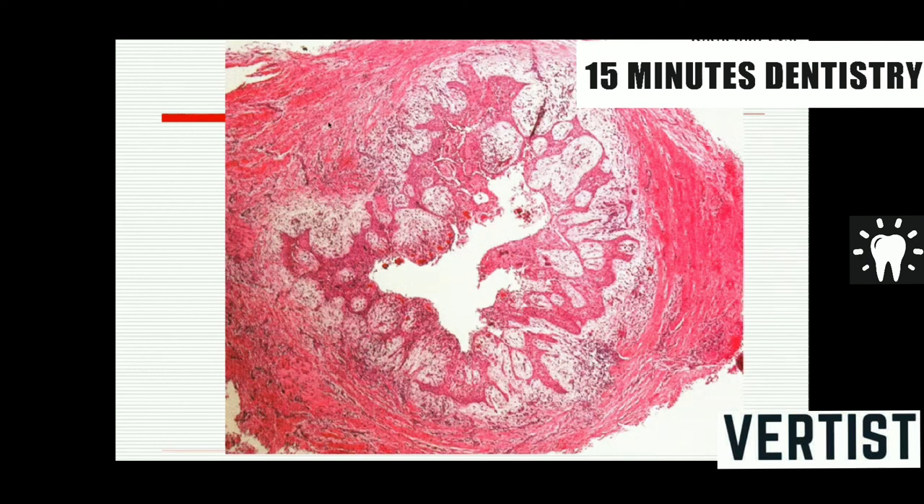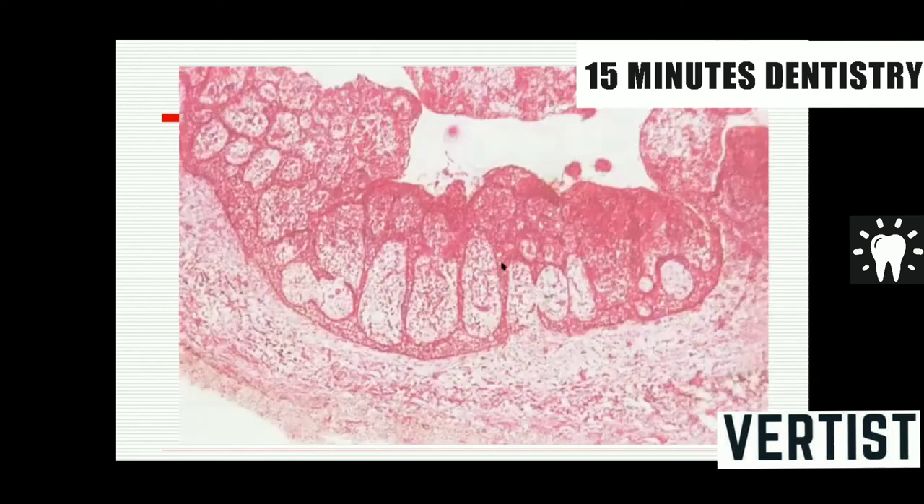This is the lumen of the cyst, and this is the connective tissue wall of the cyst, which is infiltrated with chronic inflammatory cells. So this is again cystic epithelium. This is the arcading pattern. This is connective tissue, and this is the lumen.